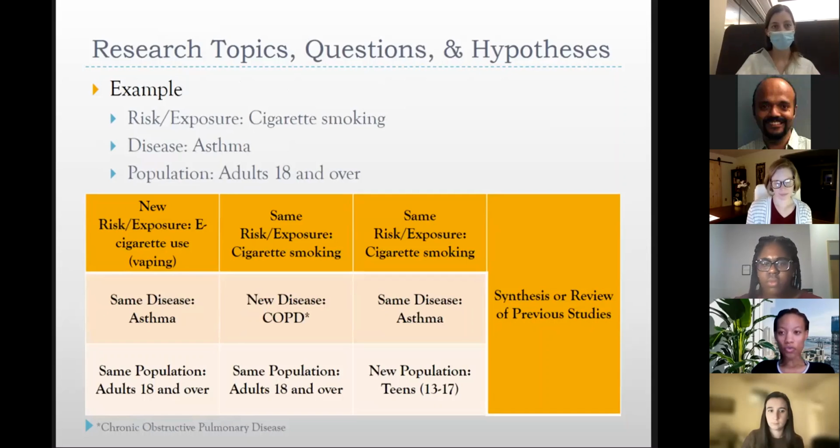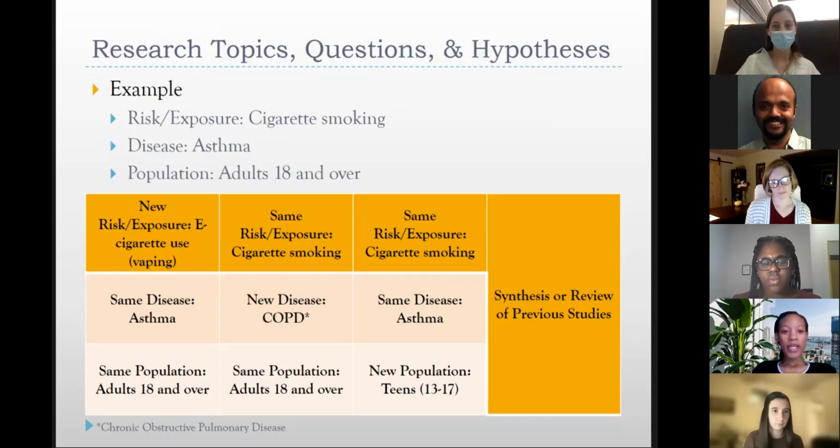You can change your risk or your exposure, you can change the disease that you're going to assess, or you can change your population. And so for the first example here, someone conducted a study on cigarette smoking, and they wanted to look at asthma as the outcome in adults 18 and over. And so after, maybe there are several studies done on that, we wanted to shift gears and try to determine what other areas that we can look at.